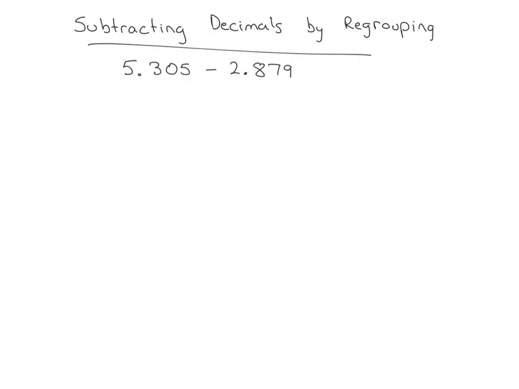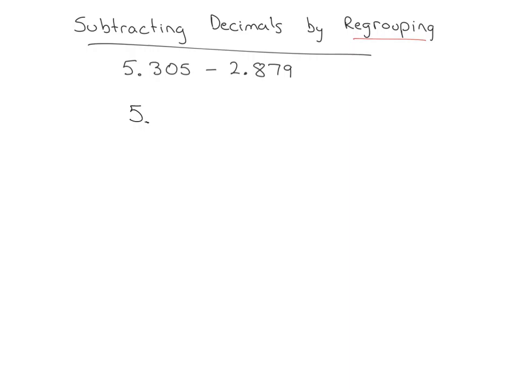Now that we've learned how to subtract decimals by blocks, let's take some time to learn how to do it just with numbers on a page. And we're going to use a process called regrouping here. So the key idea, I would say, to subtracting decimals is make sure that we get things lined up correctly.